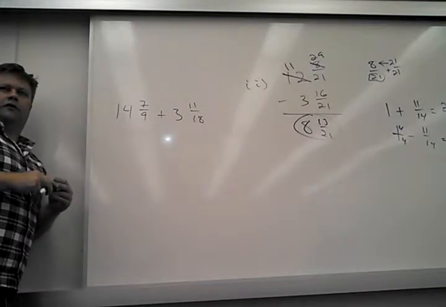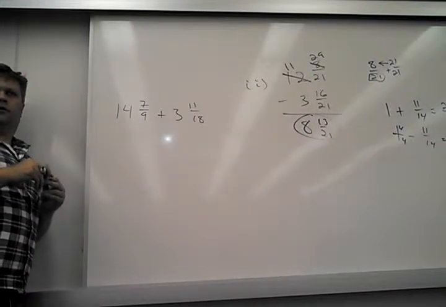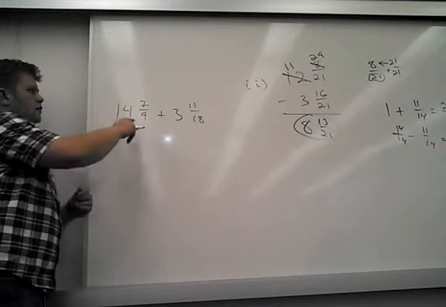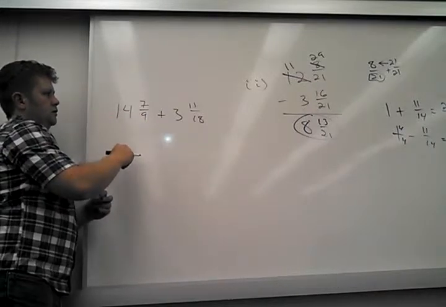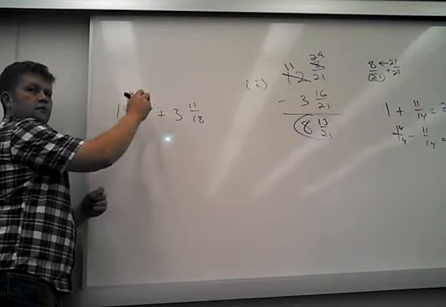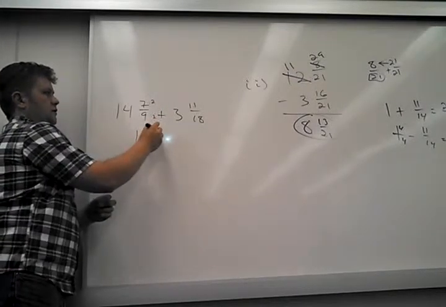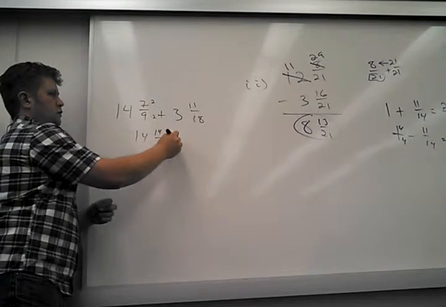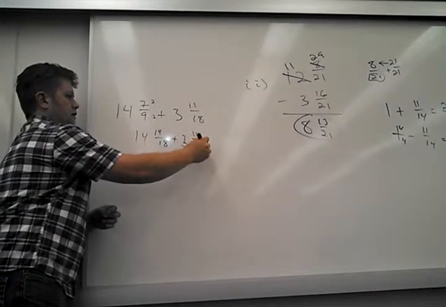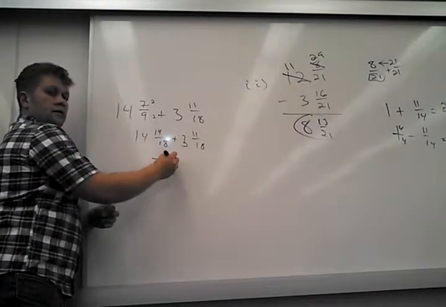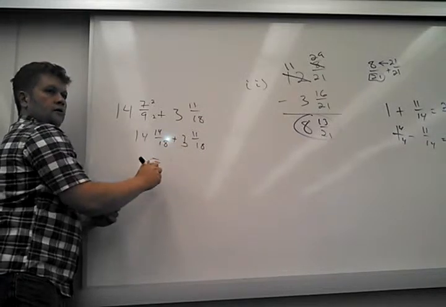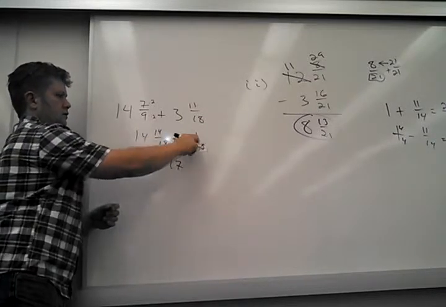So what do I have to be careful of first? Denominator. Yeah. So who's got to change? 9. Good. Do what to him? Times 2. So it's 14 and 14/18. 14 and 14/18 plus 3 and 11/18 is 17 and 25/18.